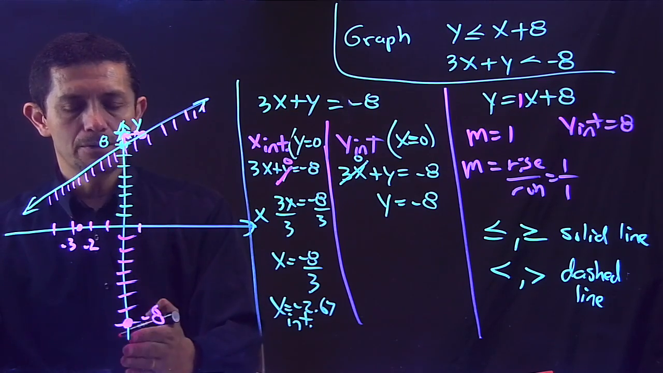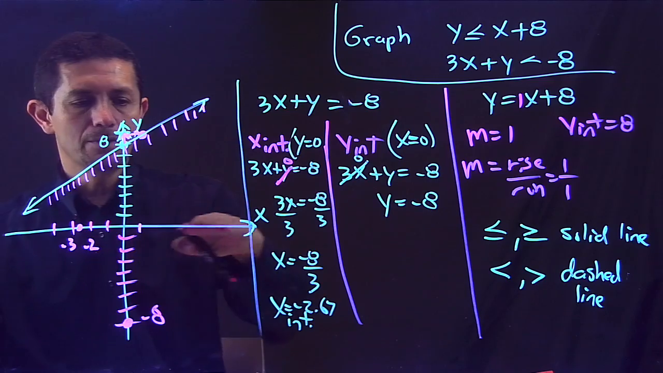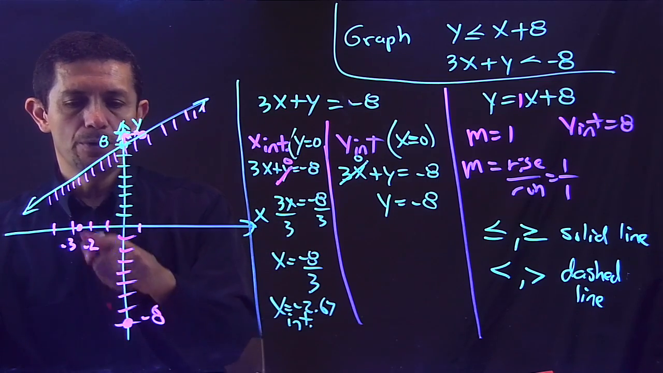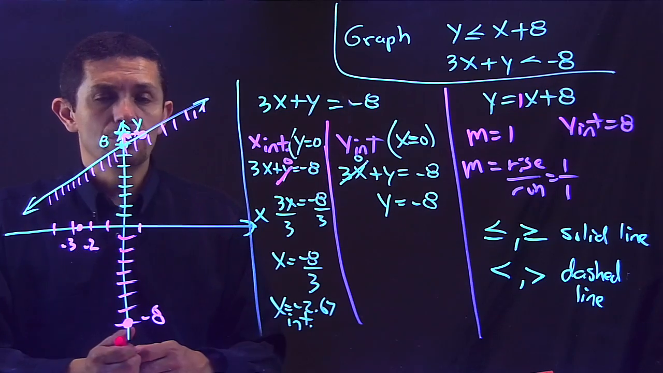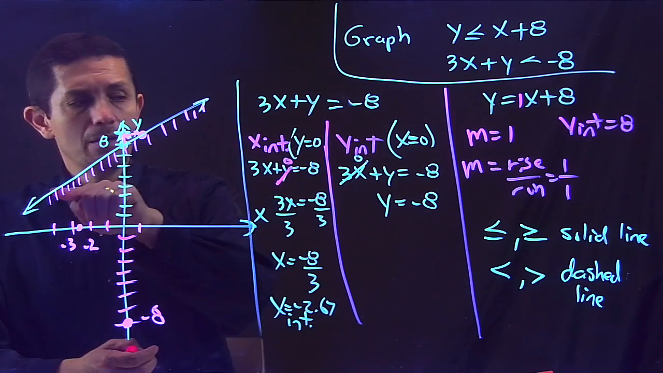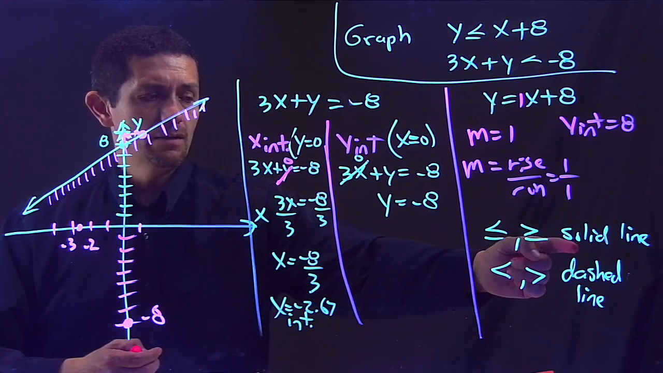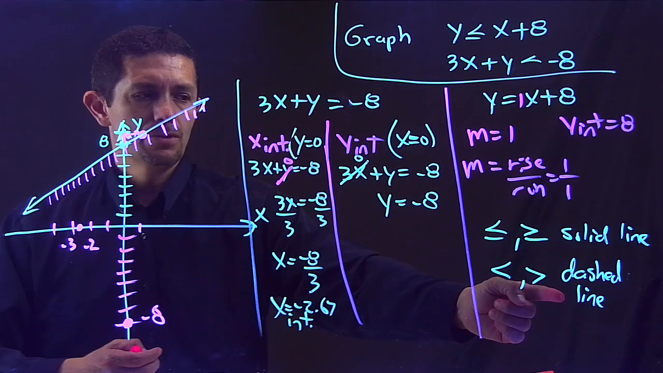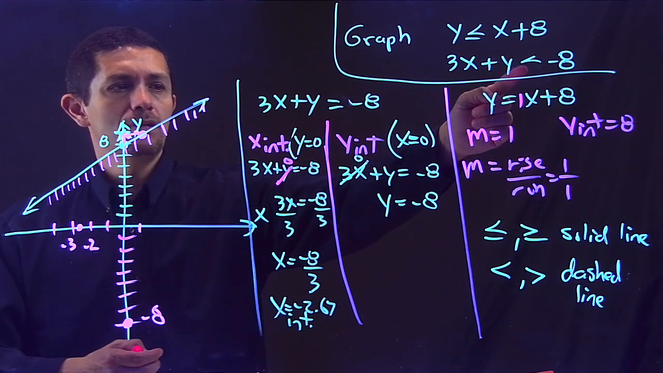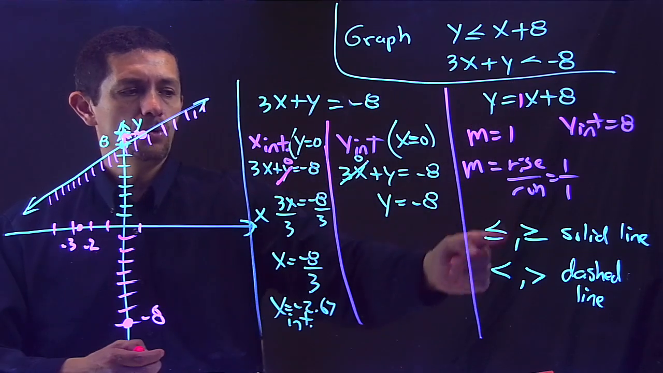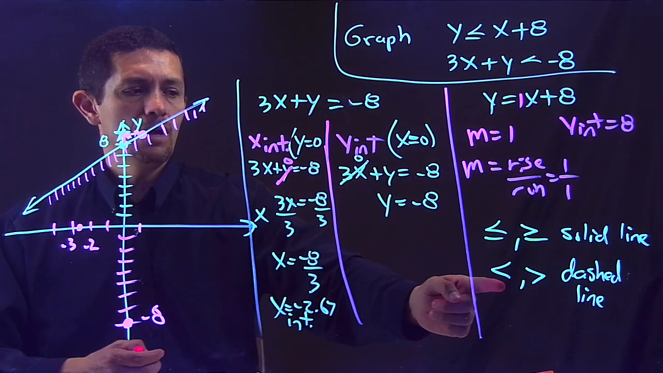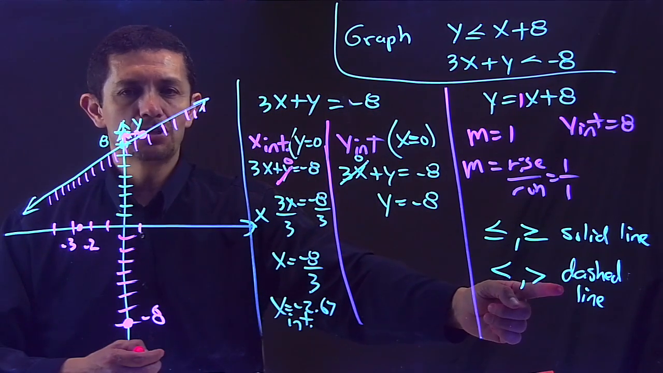Y-intercept on the y-axis, x-intercept on the x-axis. You have your 2 points. I'm ready to draw my line. What do I need to do? I need to know if it's going to be a solid line or a dashed line. So we got to go back to the original inequality. We don't have an equal sign underneath. We only have less than, therefore it is a dashed line.